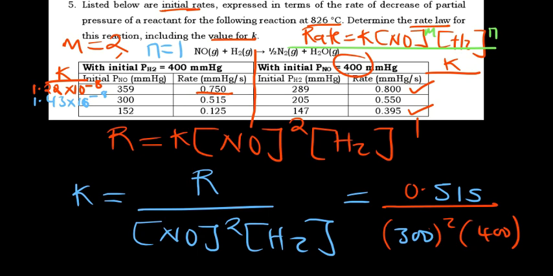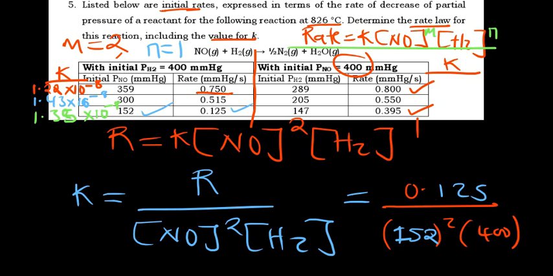Then if I go for a third one, the rate there was 0.125, and the partial pressure was 152. So 0.125 and then 152 squared. So here we have a value of 1.35 times 10 to the power negative 8 as well.